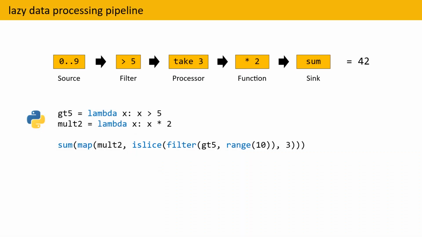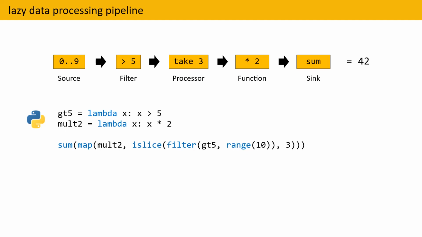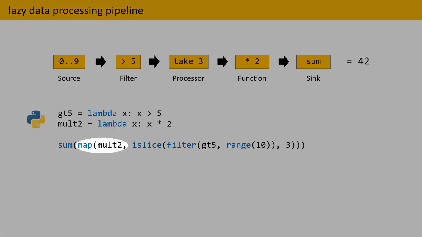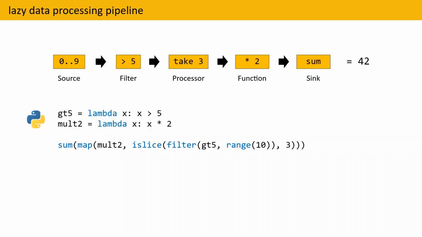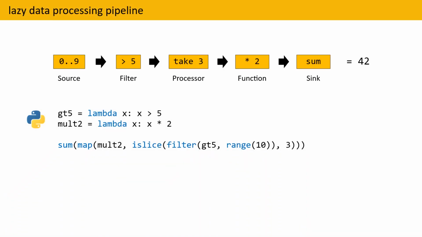iSlice is a function from Python's itertools library that allows us to take or slice the first 3 elements from the data stream. We then map the mult2 function on each of the elements and finally use sum to add all numbers up. While this works, the resulting code is difficult to read, largely due to the deeply nested structure of the code.